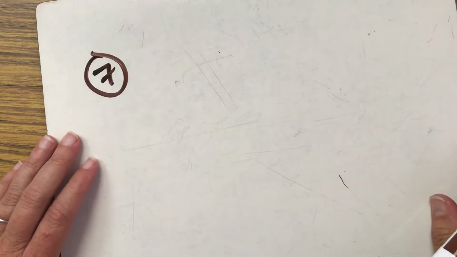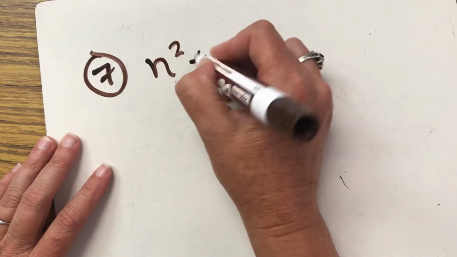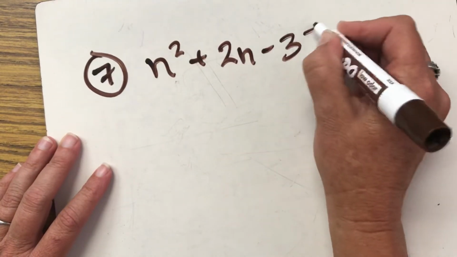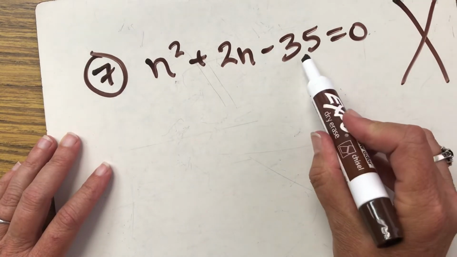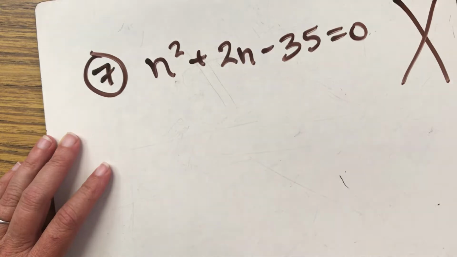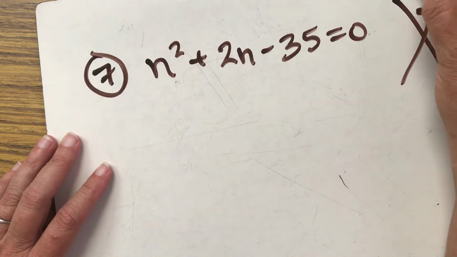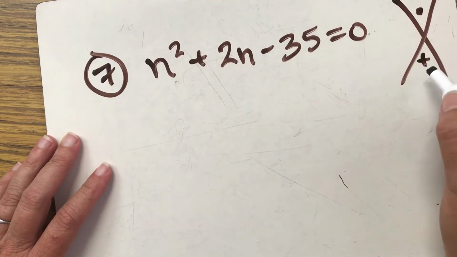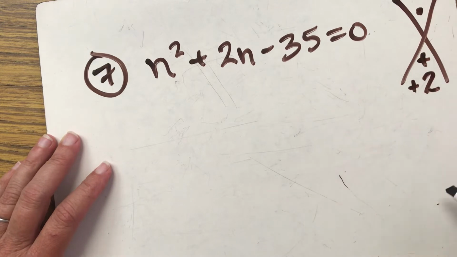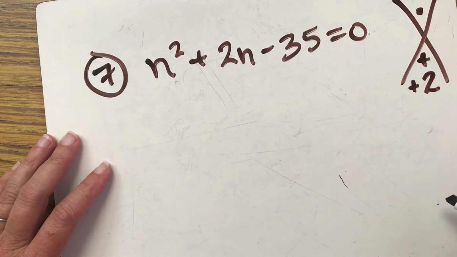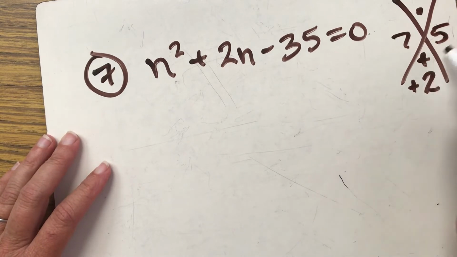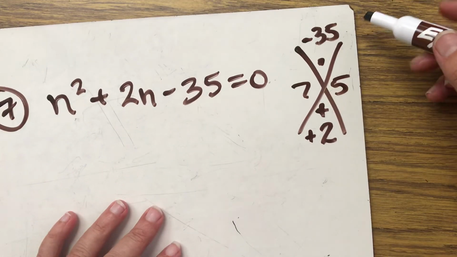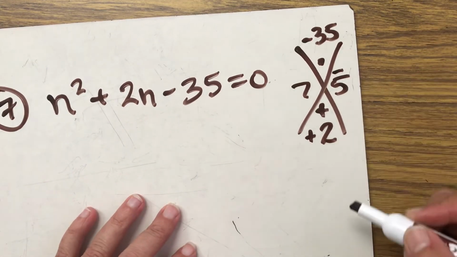Okay, let's see how you guys did on 7 and 8. We have n squared plus 2n minus 35 equals 0. I'm thinking of two numbers that multiply to give me 35, that subtract to give me a positive 2. So what multiplies to give me -35, but combine in some way to give me a positive 2? Well, 7 times 5, definitely. One of those has to be negative, because that's the only way to get a -35. So I'm going to go with -5 on this one.